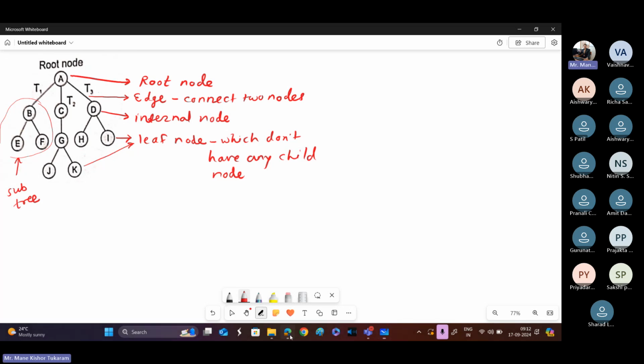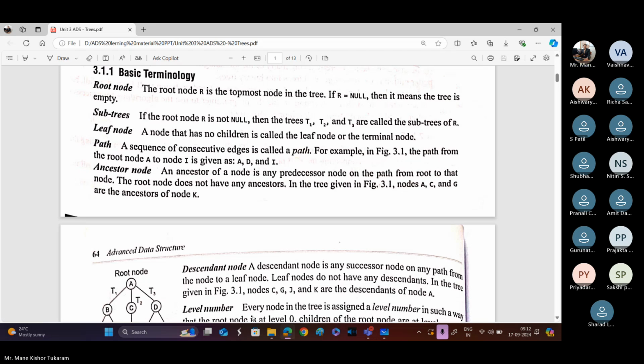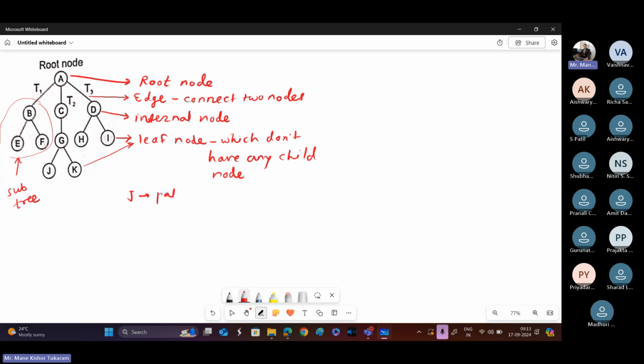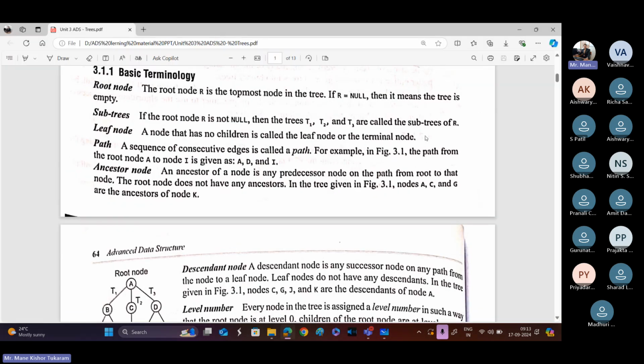Then next, the path. Path means what? Suppose I want to reach J. So the path is from the root node, the path starts from the root node to J. So our path is A, C, G, and J. This is called the path of J. The nodes starting from the root node form the particular path.